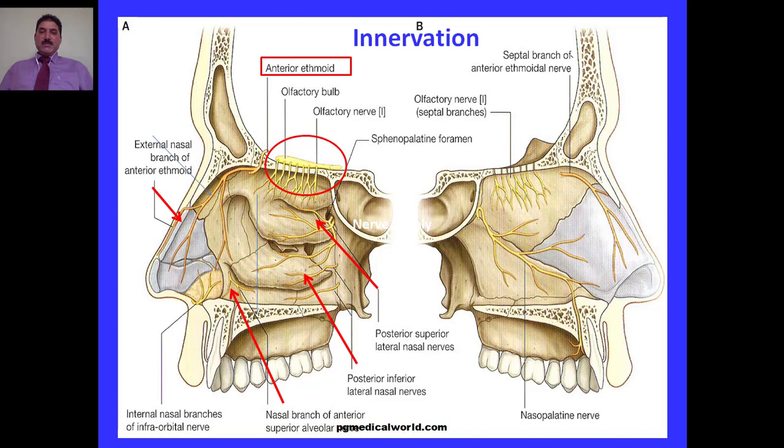Other sources of nerve supply are the nasal branch of the anterior superior alveolar nerve. So facial sensations from the septum are also carried by this nerve. The septum also receives nerve supply from the septal branch of the anterior ethmoidal nerve. The nasopalatine nerve, after supplying the septum, leaves the nasal cavity through the incisive canal to enter the oral cavity.